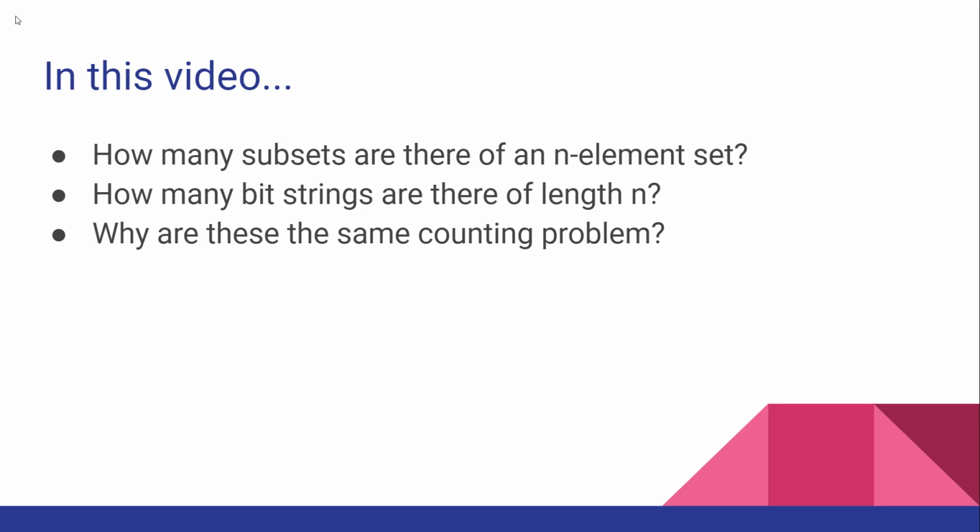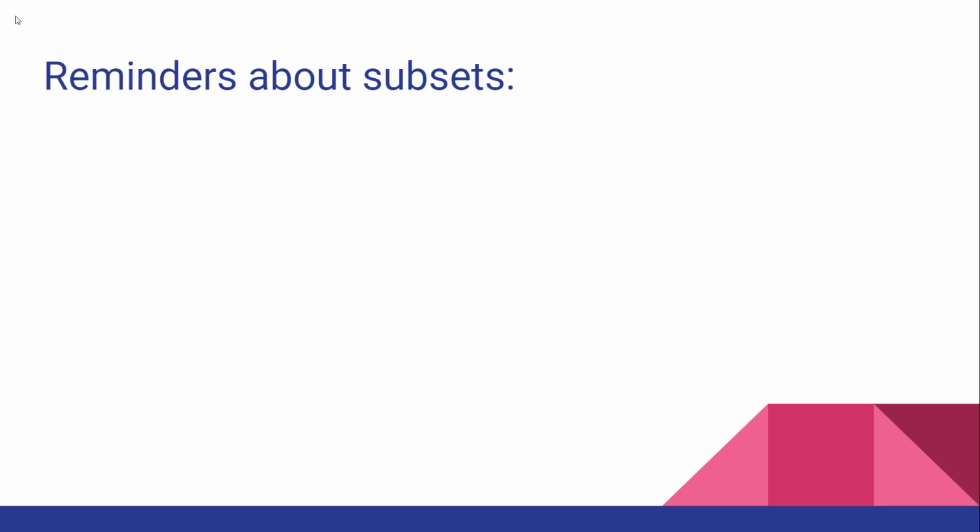First, we're going to count the number of subsets that a finite set with n elements has. And second, we'll count the number of ways to form a string of bits of length n. Importantly, we're going to see that there's a deep connection between these two counting problems, and that actually they are the same counting problem. And by counting one collection, we count the other automatically. Let's first look at subsets.